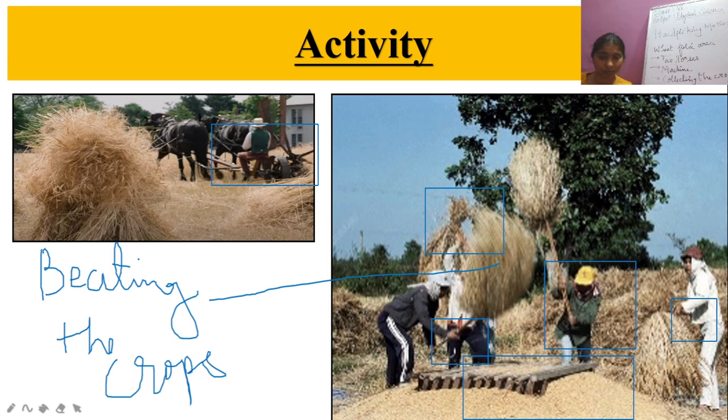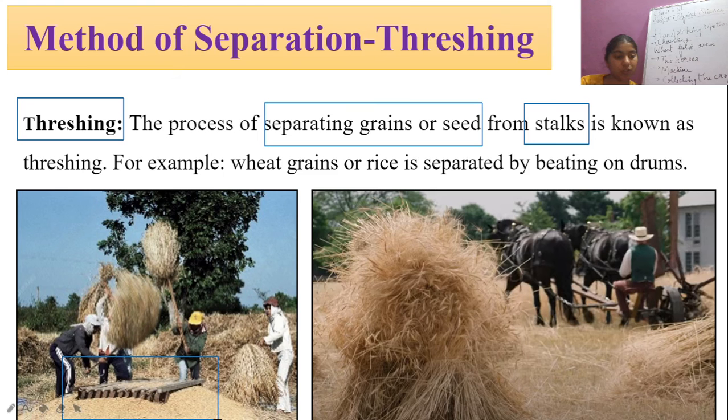So here you can see all three people are beating on this heavy drum, right? So the grains will come out by themselves. Okay, so these are a few methods of separating the grains or seed from the stalks. That way you can help determine the separation, that is threshing. Here you can see the person is only working with the machine. So this is also one of the methods.